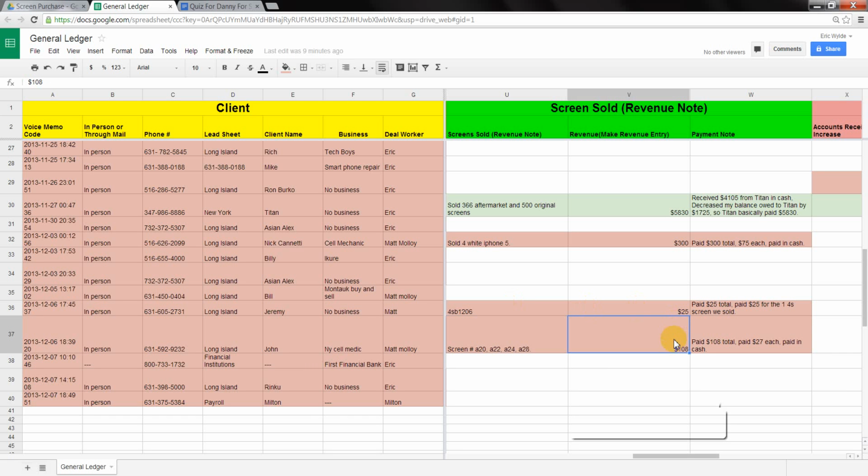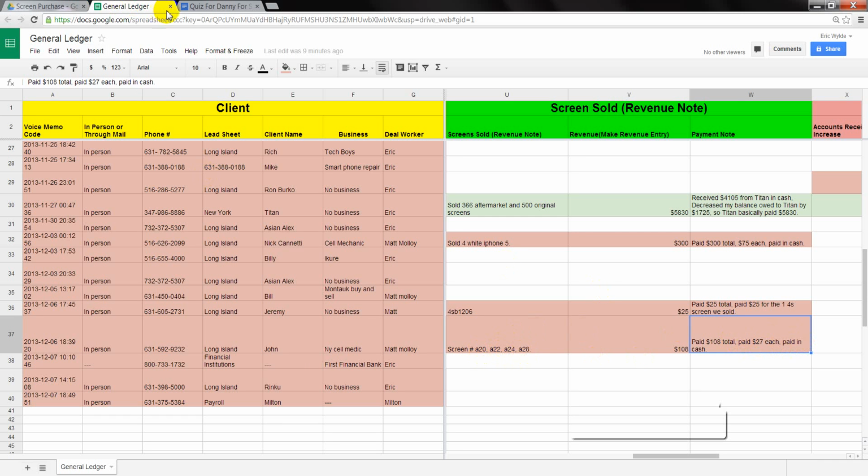Revenue is what they should have paid us. Payment note says what they paid us, how they paid us, and what they paid for each. So for instance, they paid us $108 total. They paid $27 each for each screen. There's 1, 2, 3, 4 screens, and they paid in cash. Sometimes we'd have to know that they paid in credit, or that they made a trade, or that we owe them money, or something like that. That's why the payment note is so important.